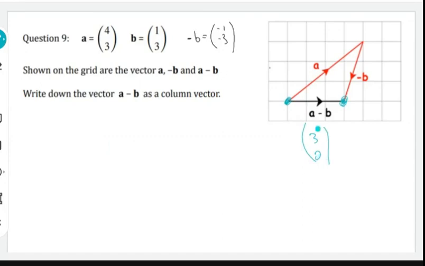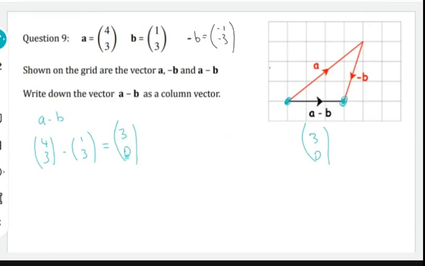Right, but notice how they've also described that same vector as A minus B. So let's calculate what A minus B is actually going to be. How do we work out what A minus B is? Do we just minus the vectors by each other? Yep, perfect. So we've got 4, 3 minus 1, 3. And what does that give us? 3, 0. 3, 0 indeed.